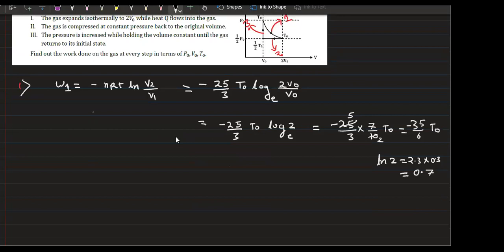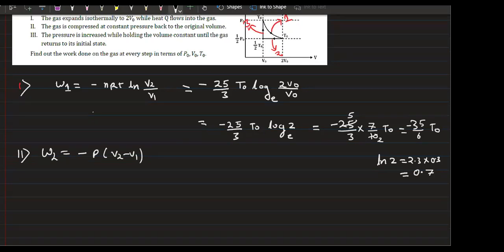First, then second. Now the gas is compressed at a constant pressure back to the original volume, which is your step 2. So, work done in the second process. Tell me, what is the formula for work done in the second process? Yes, exactly. So minus P delta V, V2 minus V1. As simple as that.